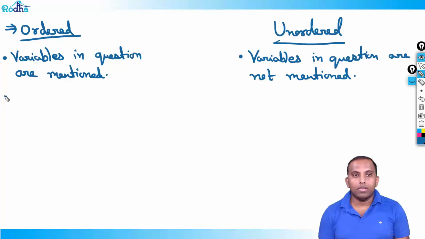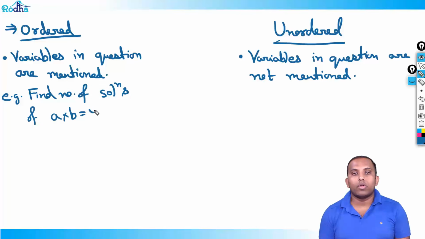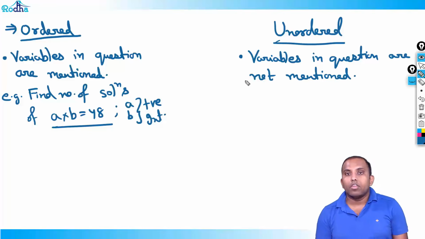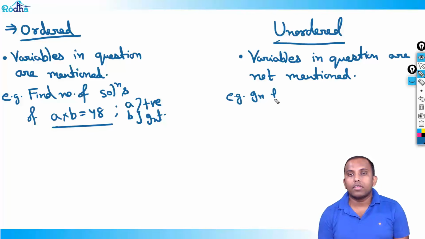For example, if I say find the number of solutions of a into b is equal to 48, this is a question. In the previous slide we did this question: find the number of solutions for a into b equal to 48, where a and b are positive integers. Now variables in the question are not mentioned here. That means the same question can be asked in how many ways?